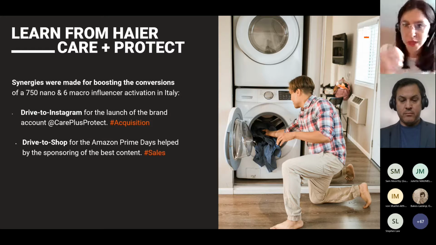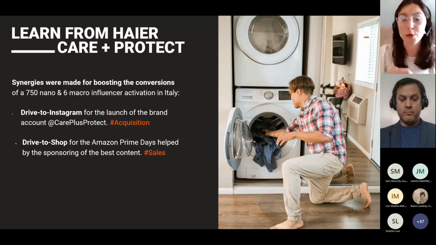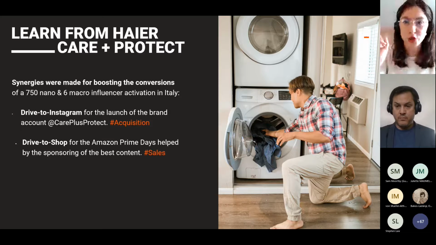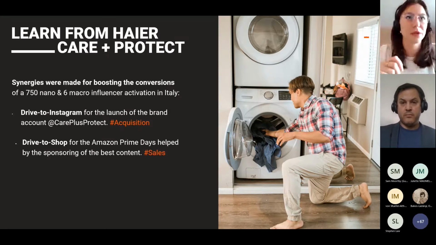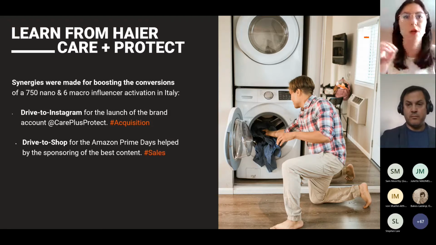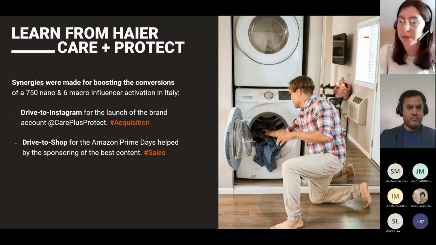Thanks to the brand's reactivity, thanks to this agility, and thanks to the real-time tracking and opportunity identification we can do, we were able to do 2 extra things. We set 750 nanos and 6 macro influencers. So for the nanos, we drove them to Instagram. They were actually launching their brand account right in the middle of the campaign. So that was perfect synergy to create extra service to make the most out of this campaign. So we did some acquisition for them.